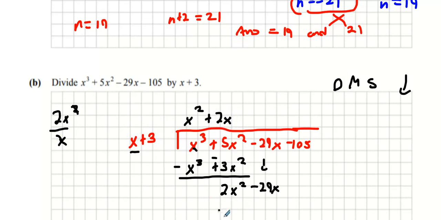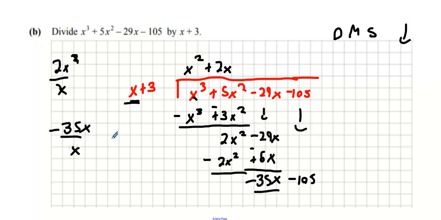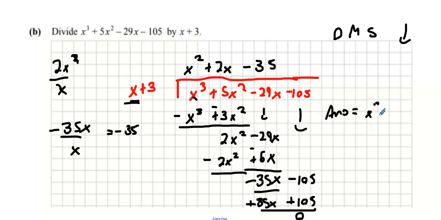Multiply 2x by x to get 2x squared. Multiply 2x by 3 to get plus 6x. Take it away. Minus 29 minus 6 is minus 35x. That's minus 105. Finally, minus 35x divided by x is minus 35. And multiply it out and you get minus 35x minus 105. Subtract, which means change the signs, and you get an answer of 0. So your answer is x squared plus 2x minus 35.